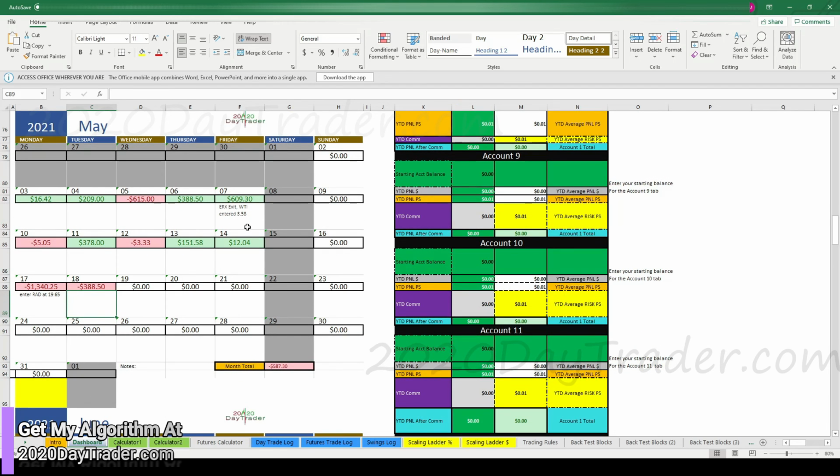Because we do have these other, what you saw on the day trade log was just my day trading. This is combining futures as well as swing trading. So 587 down for May. Hopefully we can get green with these other things. So let me show you what's happening actually with the swing trades.